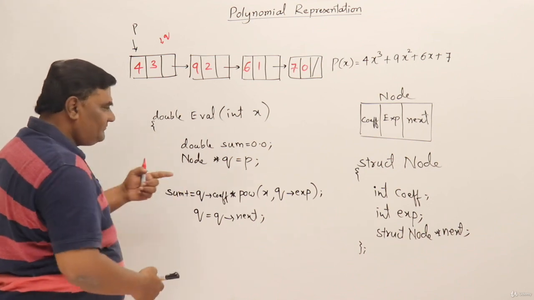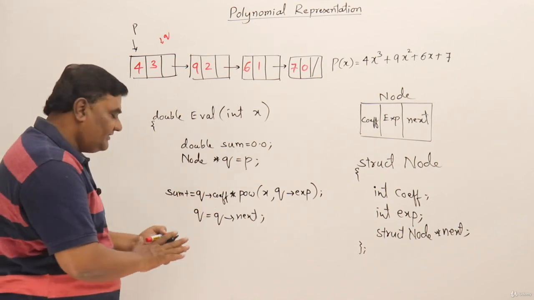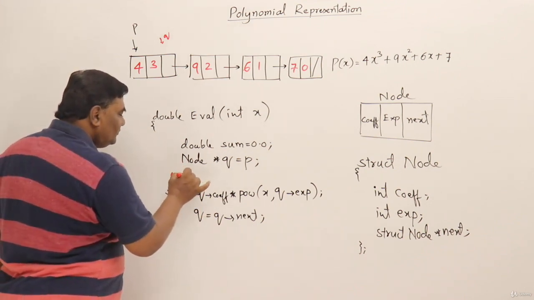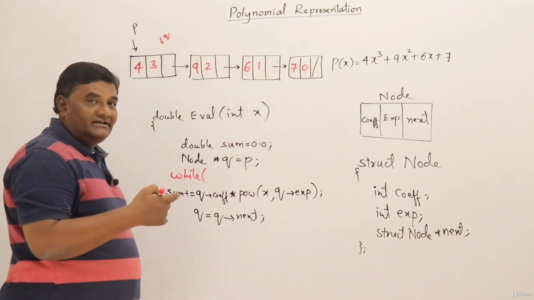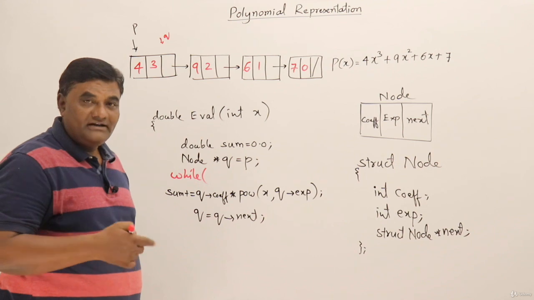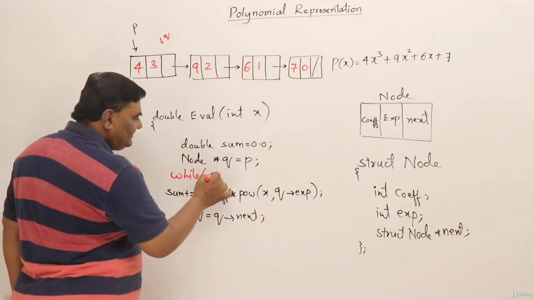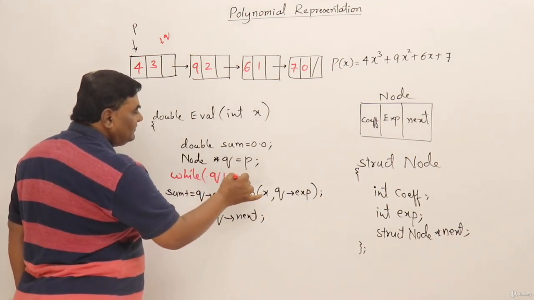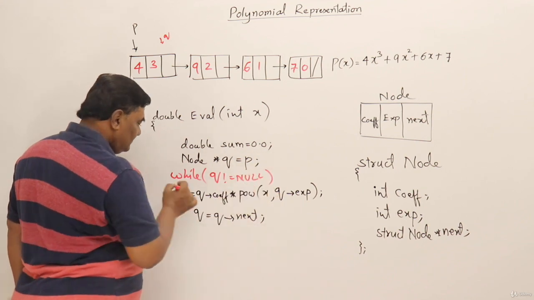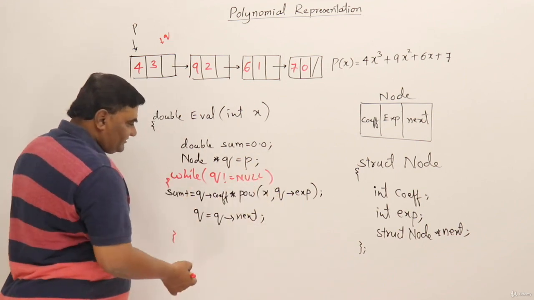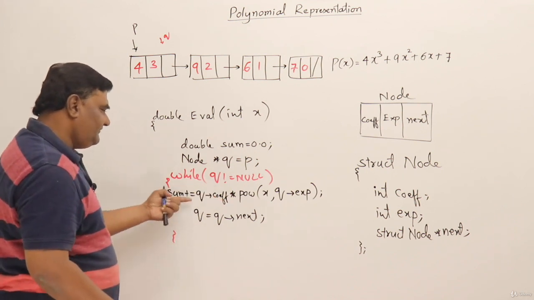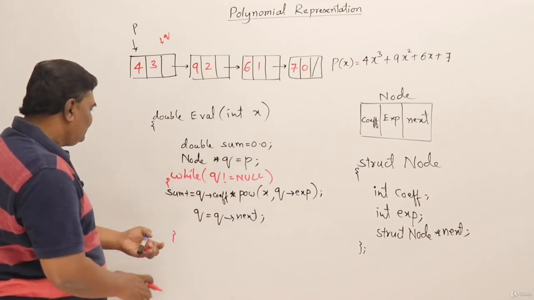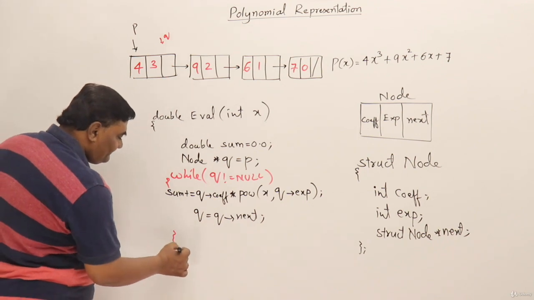So I have to repeat the same thing, which means it should be in a loop. So I will write a loop. How long should this loop work? Until q becomes null. So while q is not null, while q not equal to null, continue these two steps. That's all. This will evaluate a term, move to next term, then evaluate a term and move to next term. Then finally return the result sum.